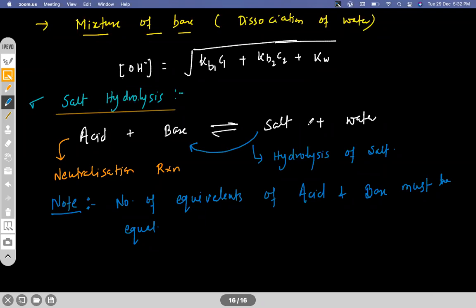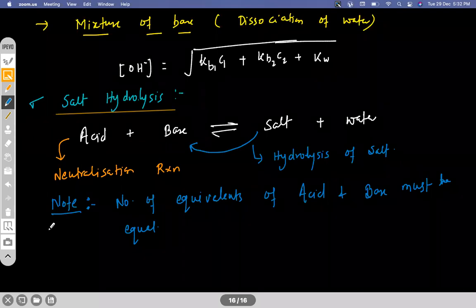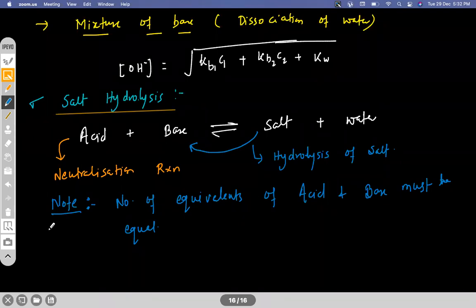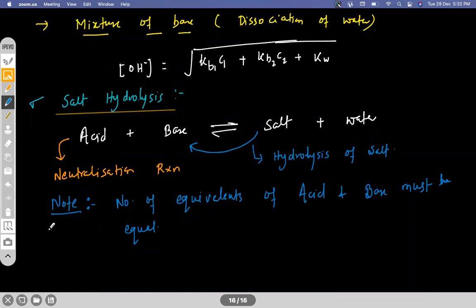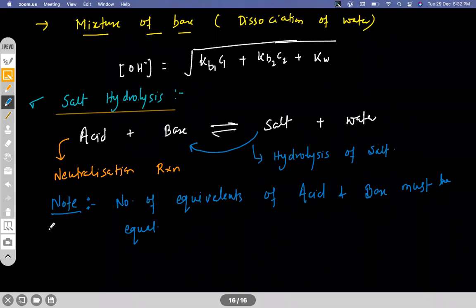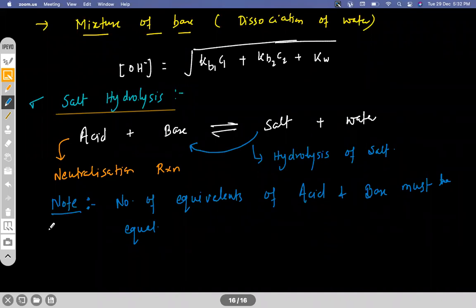Coming back to this point, salt hydrolysis, first point you write down: it is the opposite of, or the reverse of, the neutralization process. Next thing you see, when acid and base react, it forms salt and water.